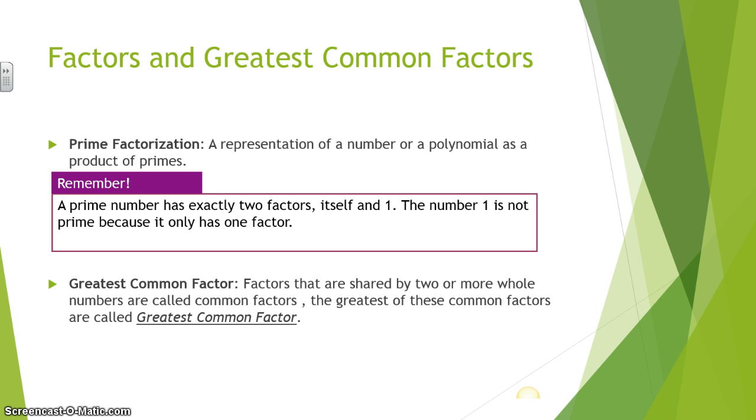Remember, a prime number has exactly two factors, itself and 1. And the number 1 is not prime because it only has one factor. So remember, we are working with prime numbers using prime factorization. We're also going to be looking at what's called the greatest common factor in this section. Factors that are shared by 2 or more whole numbers are called common factors. The greatest of these common factors is called the greatest common factor.